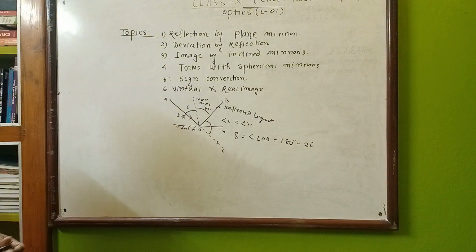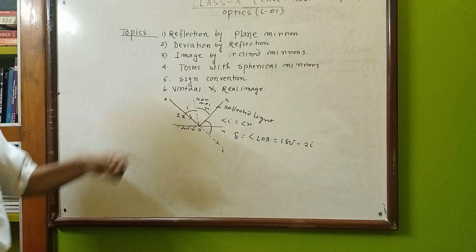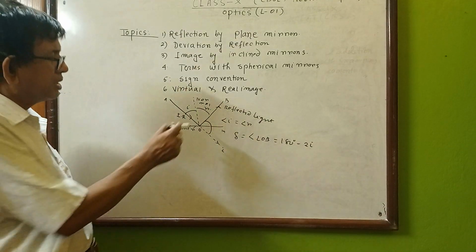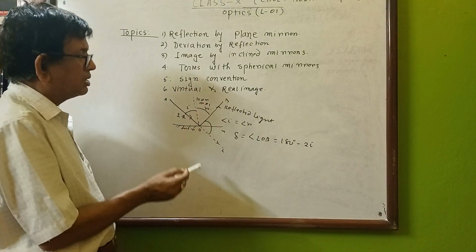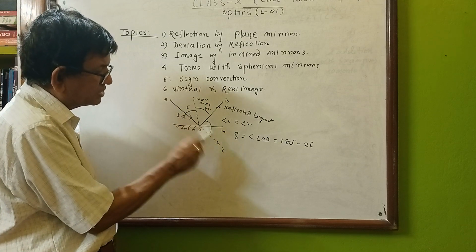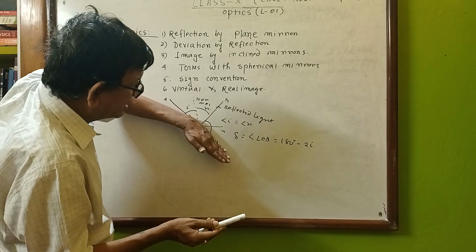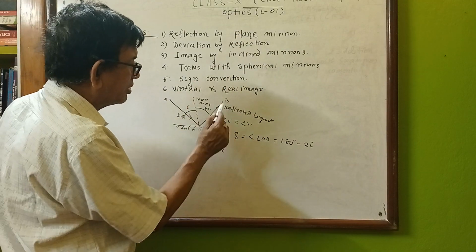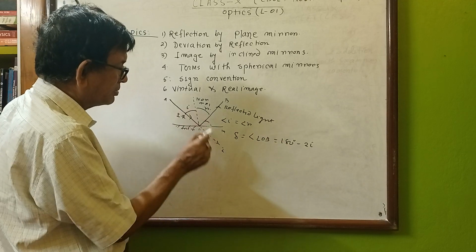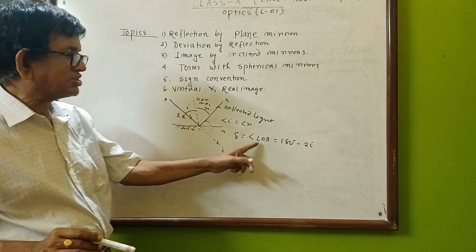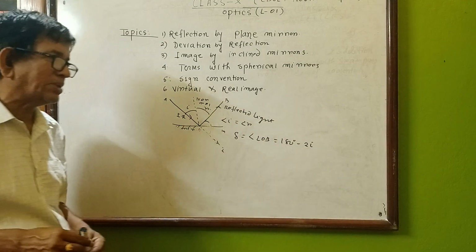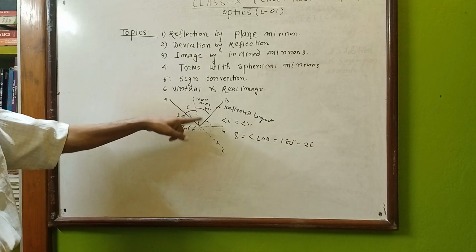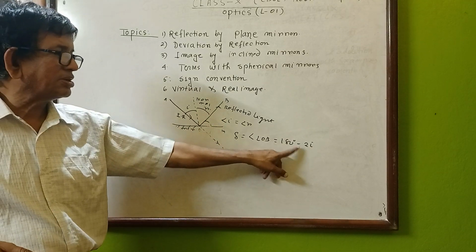Again, try to understand how you get the deviation angle. This is the incident ray, this is the normal, and this is the reflected ray. The total angle here is 180 degrees. Now this ray is deviating in this way. So the deviation angle delta equals angle LOB equals 180 total minus i plus i, that is 2i. So the deviation angle equals 180 minus 2i. Remember it. So during reflection, the angle of deviation is 180 minus 2i.